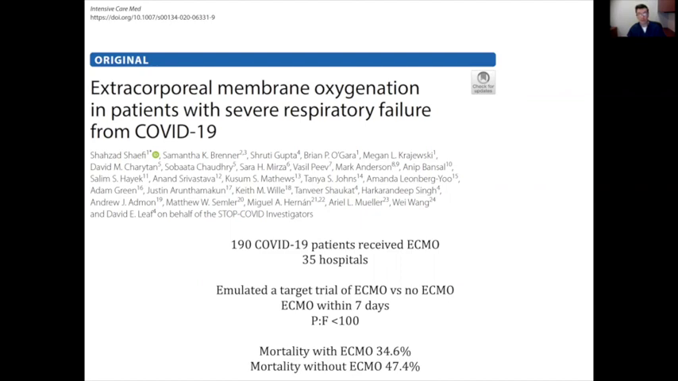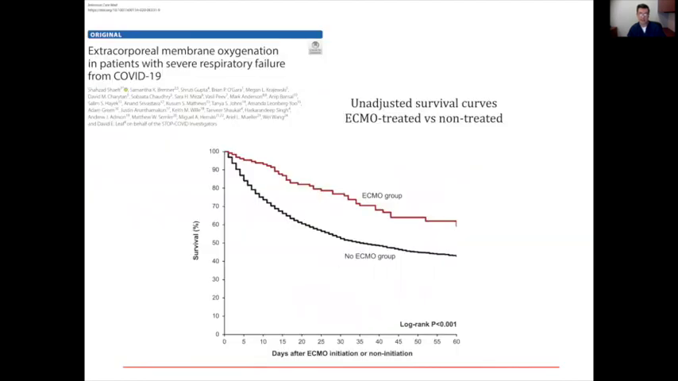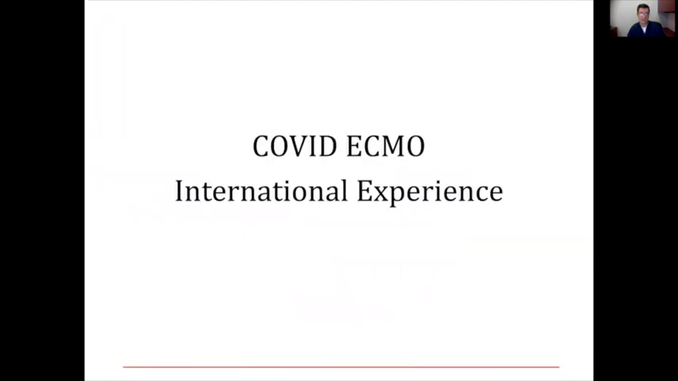They looked at ECMO within 7 days with a PaO2/FiO2 less than 100, so a fairly generous P-to-F. But you can see that the mortality with ECMO was 34.6%, and without ECMO, 47.4%. Again, very consistent data. And here you see the unadjusted survival curves, again, favoring ECMO.